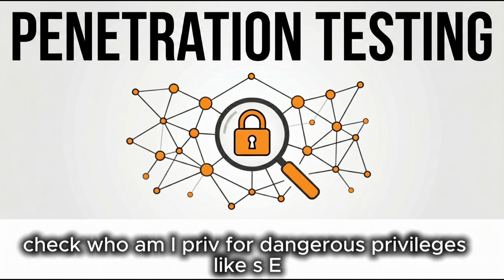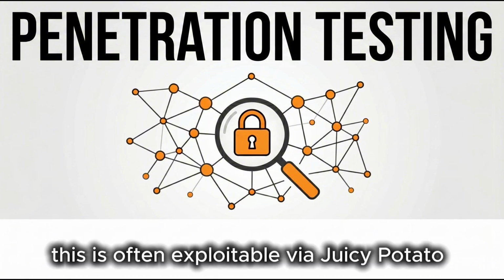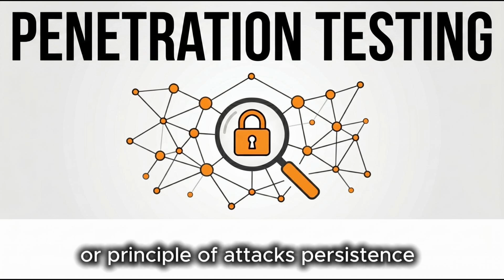On Windows, check whoami /priv for dangerous privileges like SeImpersonatePrivilege. This is often exploitable via JuicyPotato or PrintSpoofer attacks.